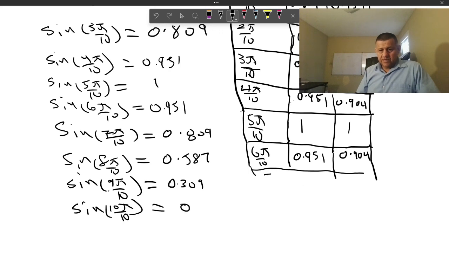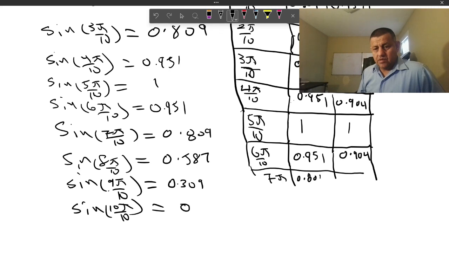Now we do 7 pi over 10, and the value is at 0.809 again. We square that value. So right here is 0.809, and we square the value, and then back again we go up to 0.654, right? And then it's pi over 10.